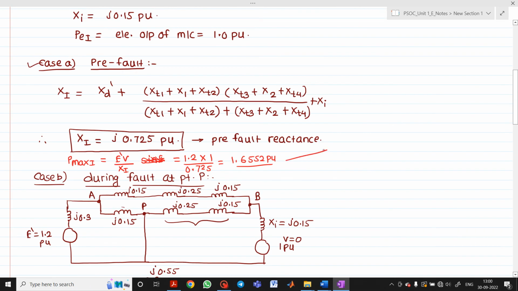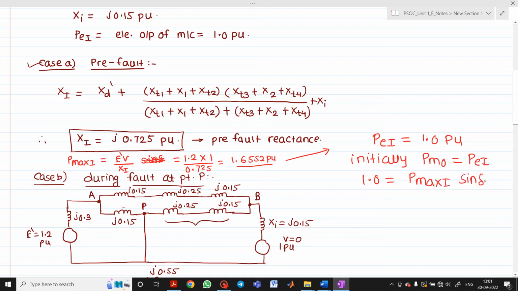There was one thing I will write here because it was missing from my side. If you remember, PE1 was given as 1 per unit. Initially, your mechanical input PM0 will be equal to PE1. So PE1 and PM0 are 1. PE1 is Pmax1 into sine delta, and initially at point A, delta will be delta 0. So how can we find the value of delta 0?